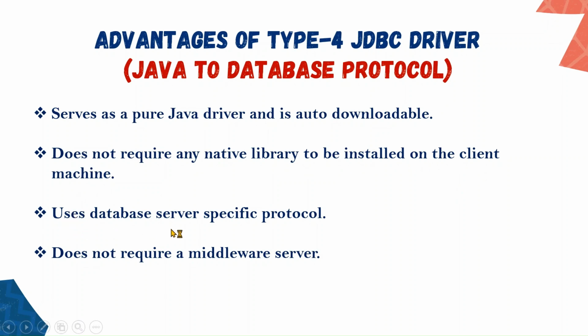And it uses the database server specific protocol. We have already seen that type 4 converts your JDBC call to the network specific call by using the database server specific protocol in order to communicate with the database, and it does not require a middleware server. So that middleware layer has been reduced.